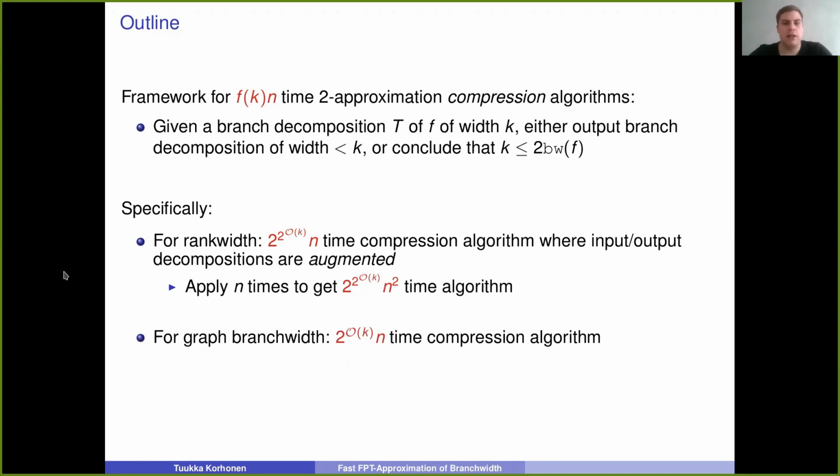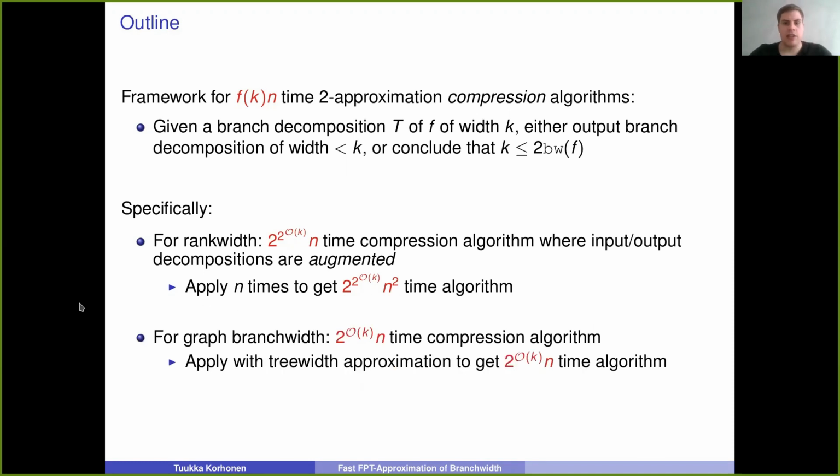And for graph branch width, we also get a linear time compression algorithm, and the resulting algorithm is also linear time, because we can use it with a 3-approximation to start with a branch decomposition of width 3 times branch width, so we have to apply this algorithm only k times instead of n times. Okay.